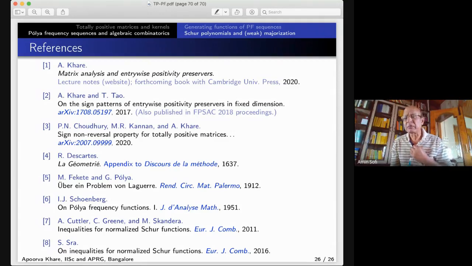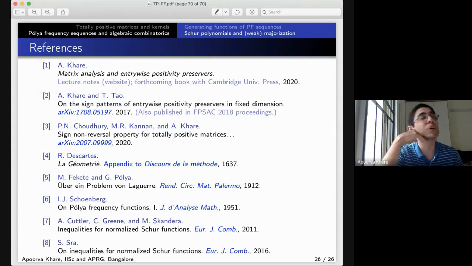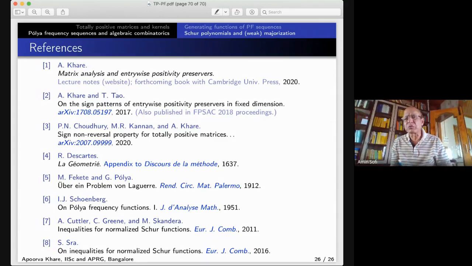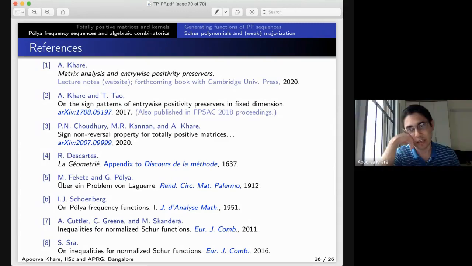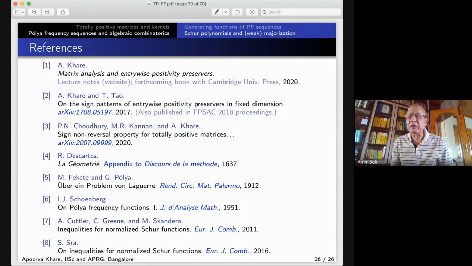But every metric space gets embedded into L infinity space with the sup norm. But Hilbert space is the main thing.